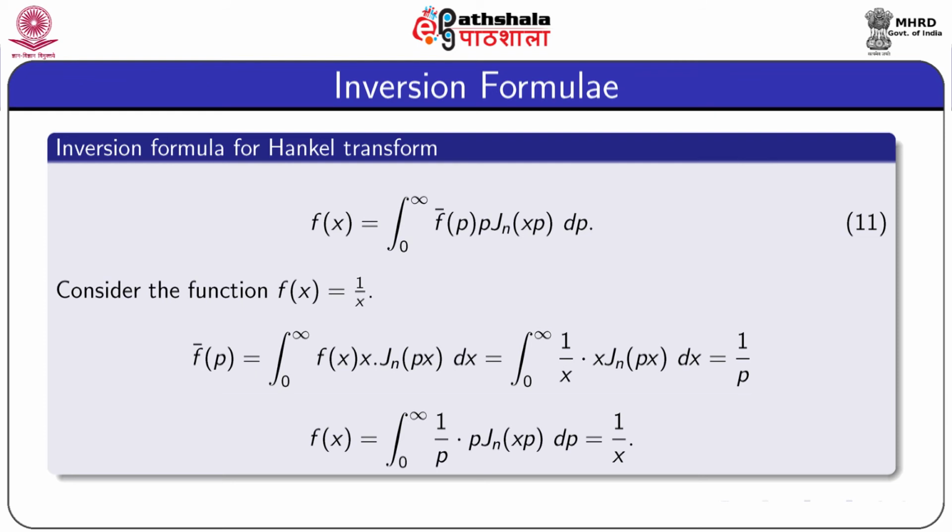Now, if we apply the inverse Hankel transformation to 1 by p, we get f(x) equals integration 0 to infinity 1 by p into p Jn(x p) dp, and after integration we get our original function 1 by x.